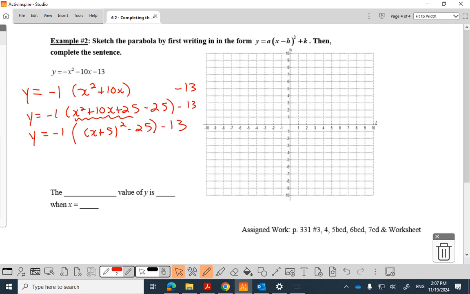Now what, friends? Yep. Multiply the A value back in now.